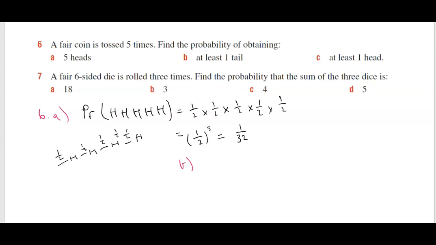At least 1 tail. So basically, we want the probability of getting greater than or equal to 1 tail.